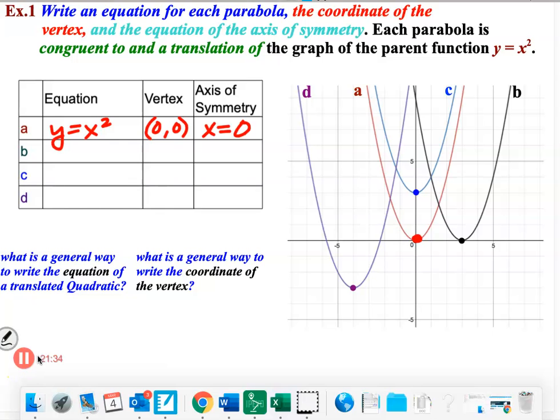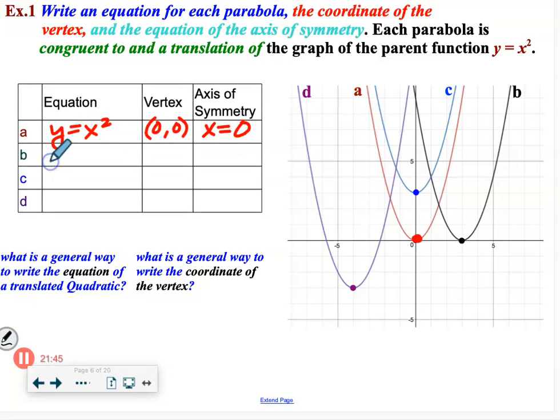So for graph B over here, we are taking the parent function and we're shifting it 1, 2, 3 places to the right. So to move to the right, I'm going to have inside the parentheses x minus 3. What is the vertex of this parabola? 3, 0. And what is the axis of symmetry? X equals 3. X equals 3. All right, let's do graph C.